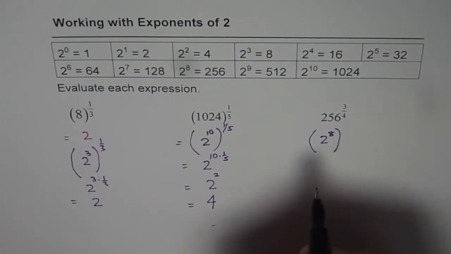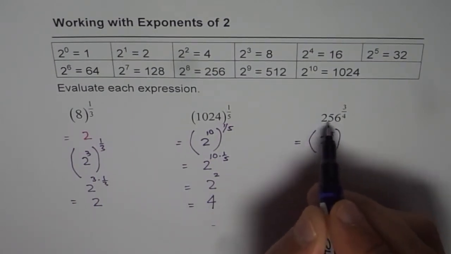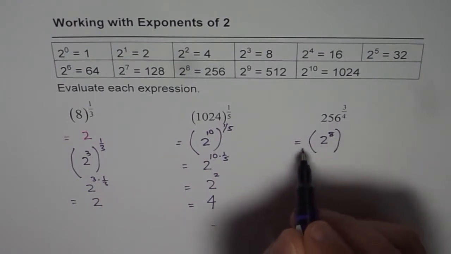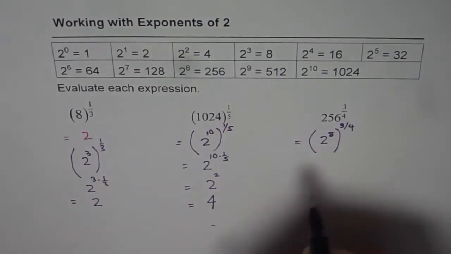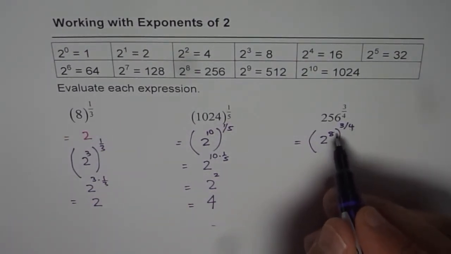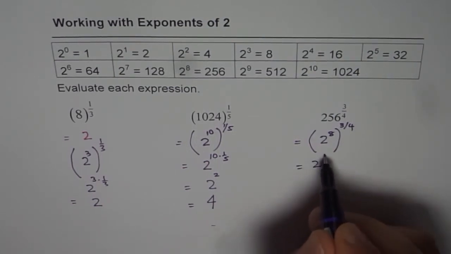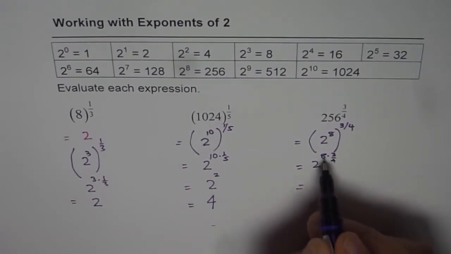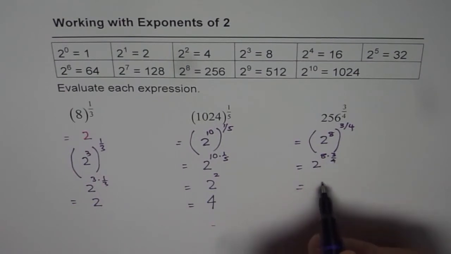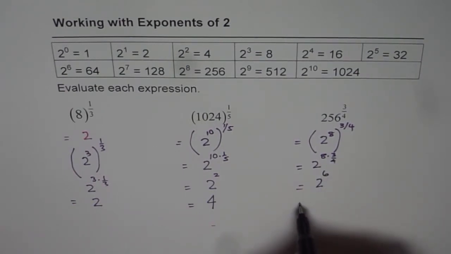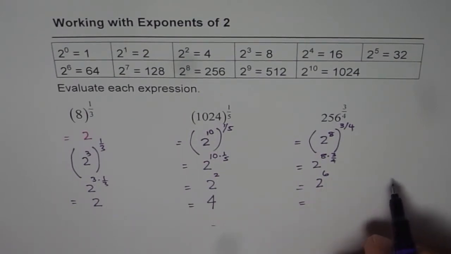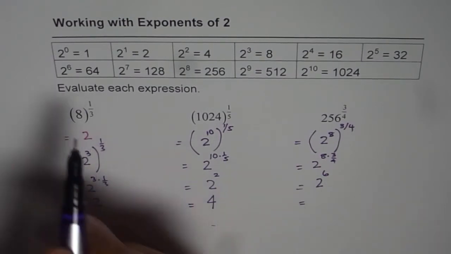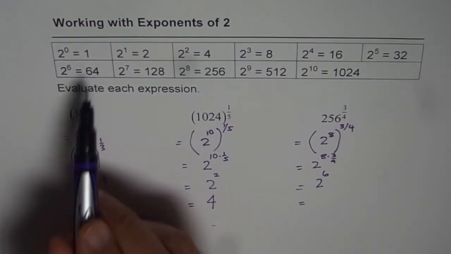Then what do I get? So the expression becomes 256 to the power of 3 over 4, which is equal to 2 to the power of 8, to the power of 3 over 4. Now applying the laws of exponents, power of a power, we get 2 to the power of 8 times 3 over 4. Let's simplify. 8 divided by 4 is 2. 2 times 3 is 6. We get 2 to the power of 6. What is 2 to the power of 6? 2 times 2 times 2 times 2 times 2 times 2. 8 times 8, 64, right? Getting back to the table, 2 to the power of 6 is 64.